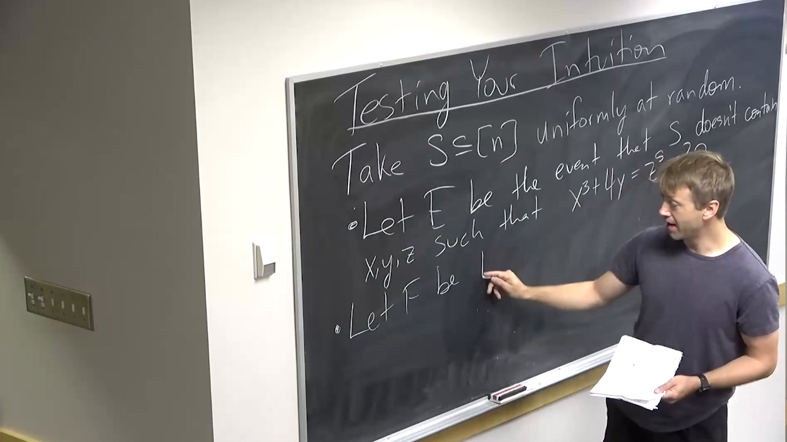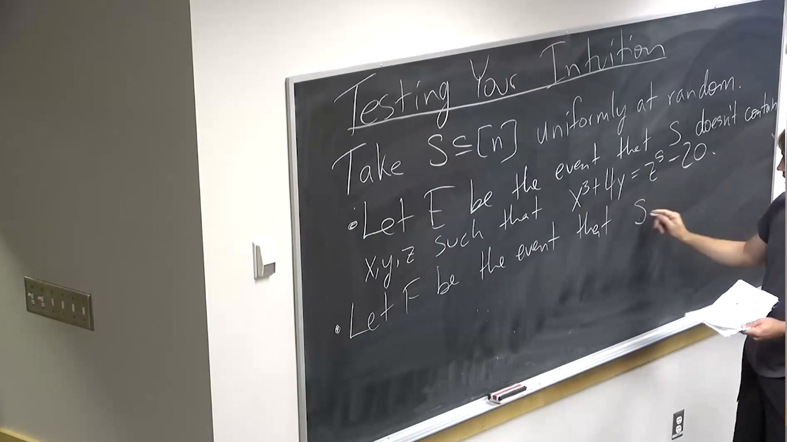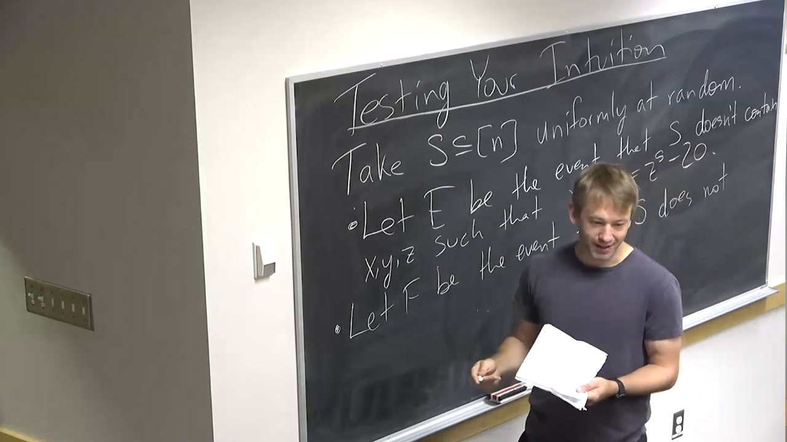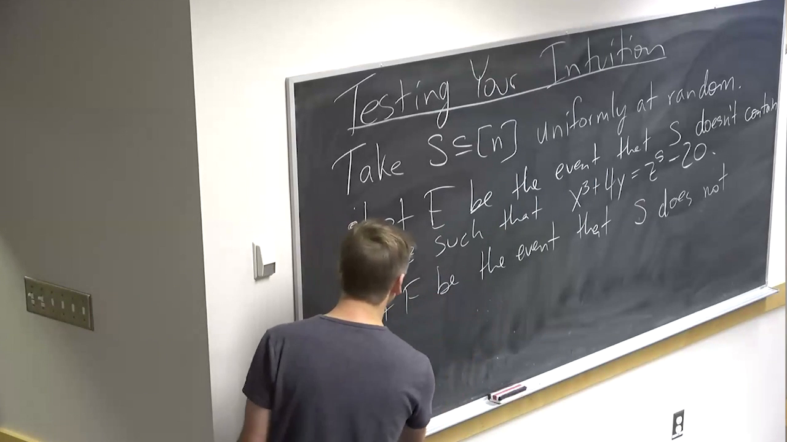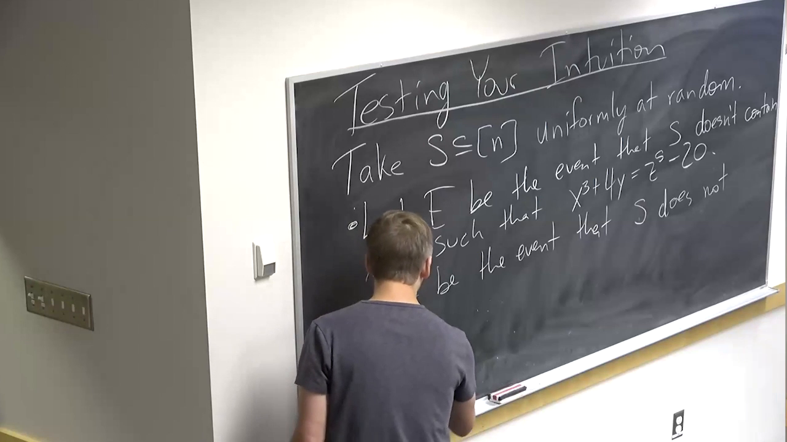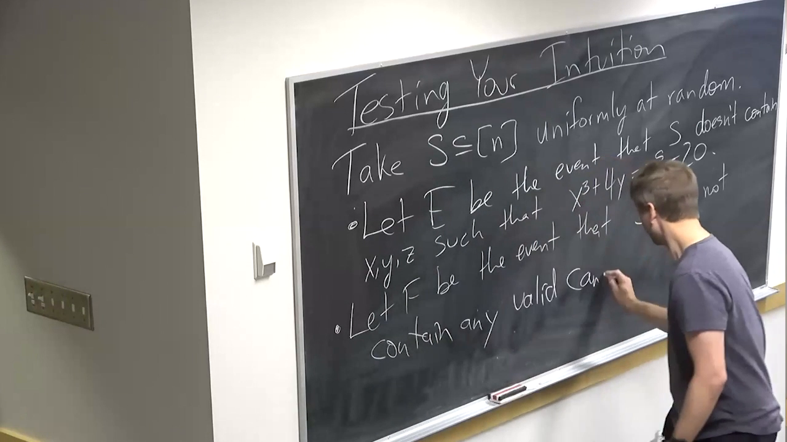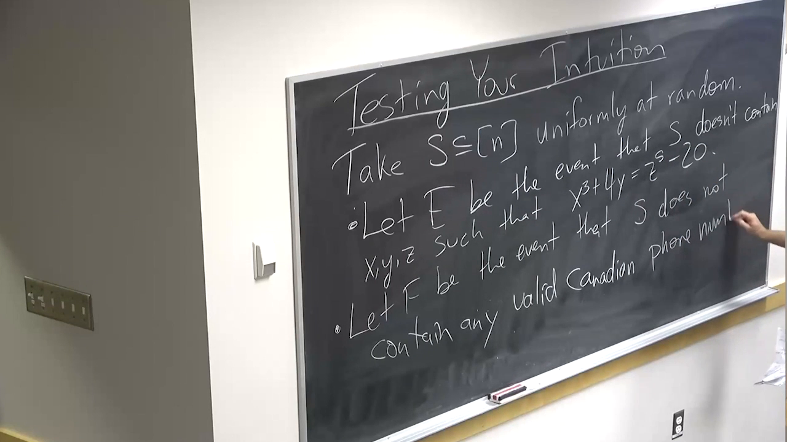And now let F be the event that S does not contain any numbers which are a valid Canadian phone number. So it's just a completely arbitrary condition. It doesn't contain any valid Canadian phone numbers. So, 2 quite strange conditions.